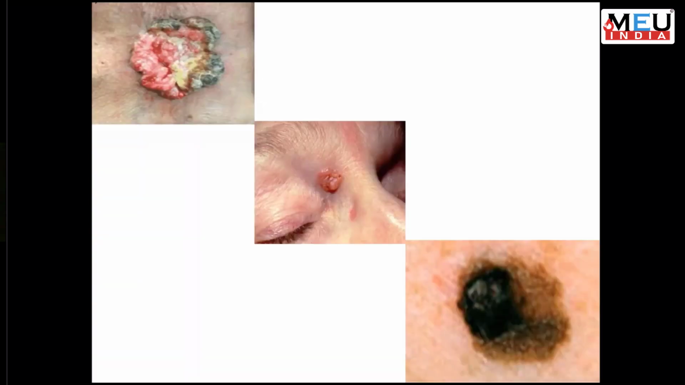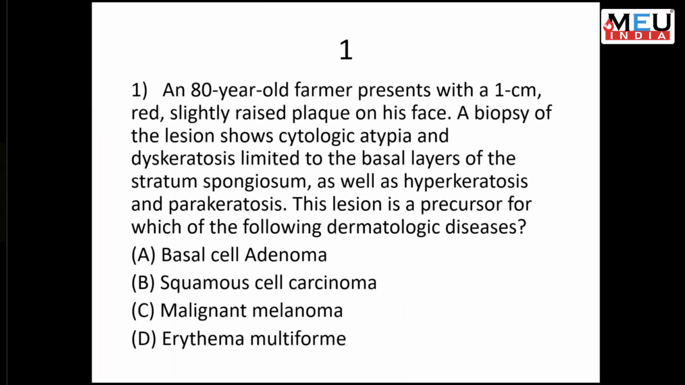These are the gross pictures we can show: squamous cell carcinoma, basal cell carcinoma, malignant melanoma, and we can teach some students and also make it into charts. Here I'm giving some questions. An 80-year-old farmer presents with a 1 centimeter red, slightly raised plaque on his face. Biopsy shows cytological atypia and dyskeratosis limited to the basal layer of the stratum spongiosum, as well as hyperkeratosis and parakeratosis. The lesion is a precursor for which of the following dermatological diseases?